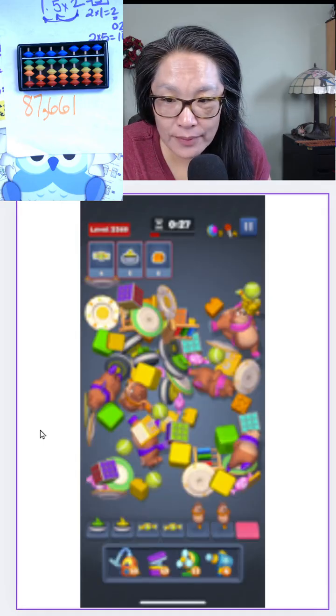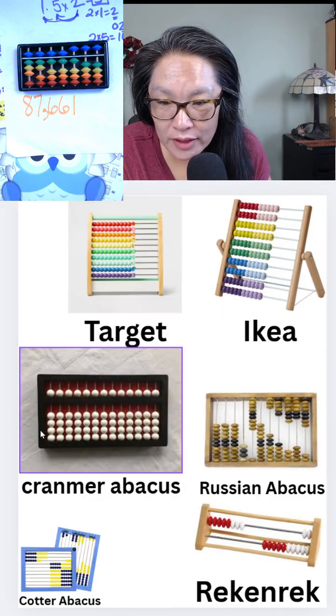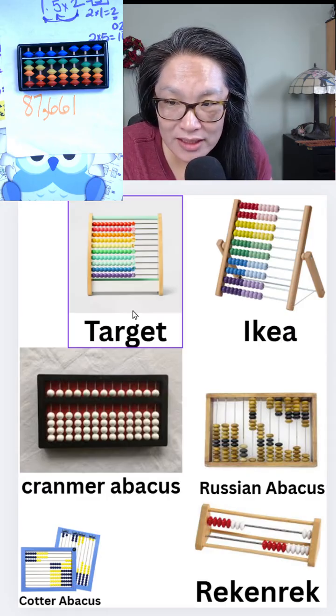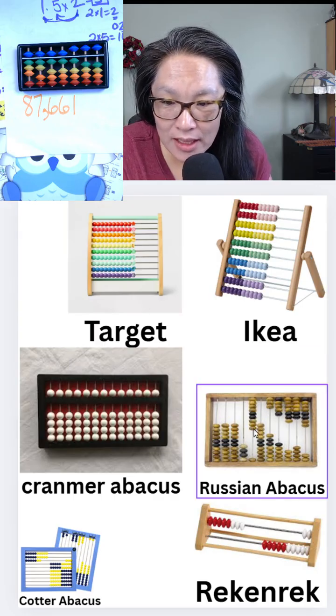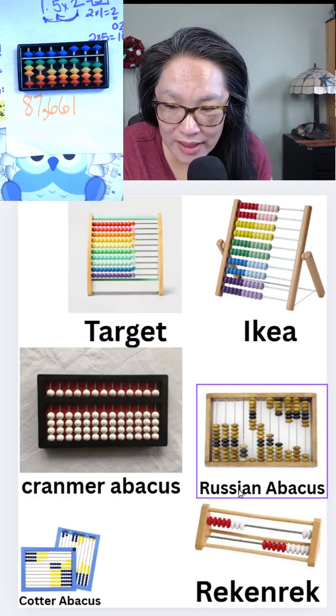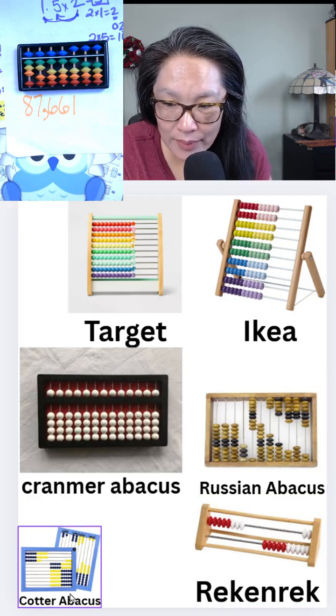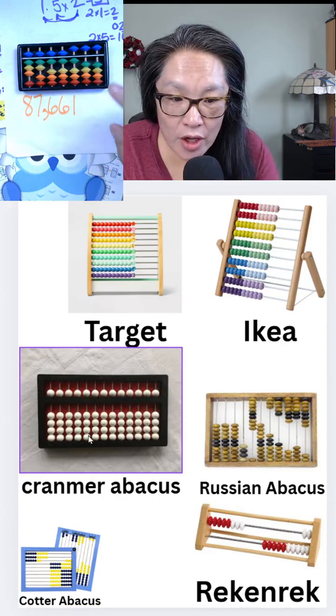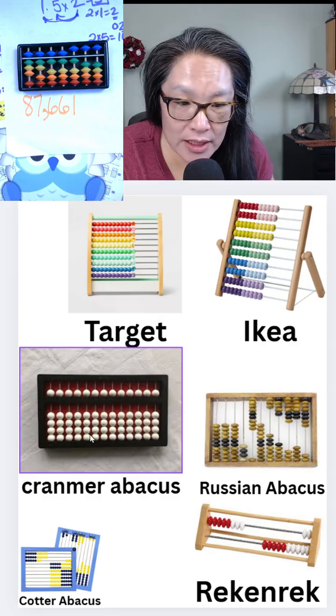So you can see some abacus floating around. There's a few different types of abacus. There's an abacus that you can get from Target. This is an 11-bead abacus. IKEA has a 10-bead abacus. A Russian abacus is a 10-bead abacus. And a Dutch abacus is called a Reck. This is also a 10-bead abacus. And then we have the Coder abacus. The Kramer abacus is very similar to what we're using right now.